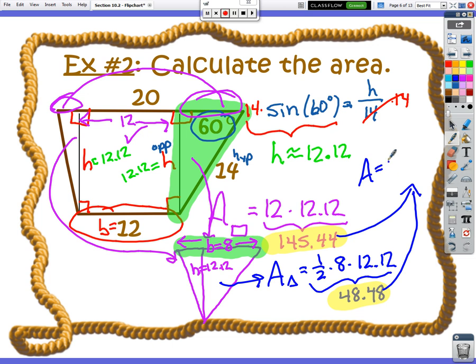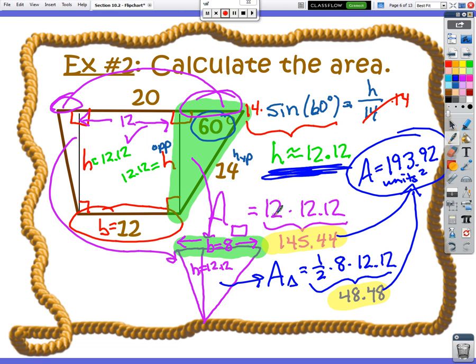And so if I add those together, I'm going to get 193.92 units squared. And so there's the approximate area, because we used trig and we got an approximate height. We had to round this number. So I would absolutely take this for 100% credit if you got me 193.92, or even if you said 193.9. If you went to the nearest 10th in the end, that's fine.